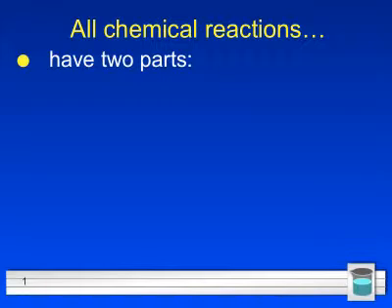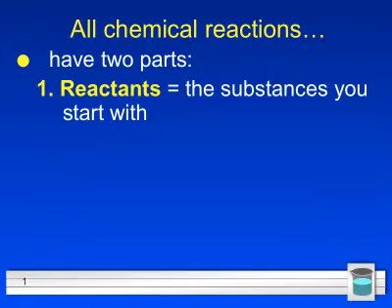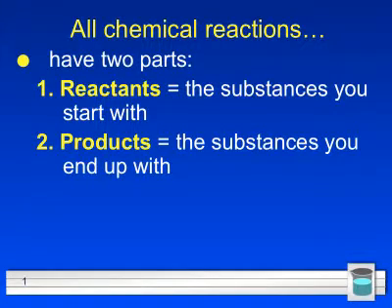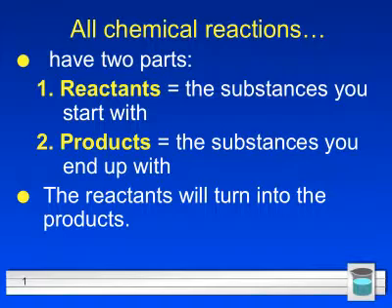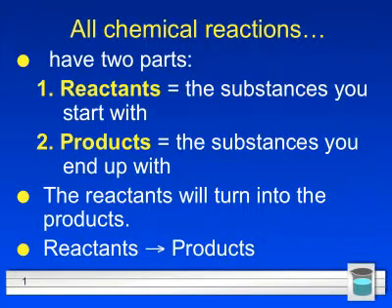So first of all, chemical reactions have two parts. We have the reactants, which are the substances you start with, and we have the products, which are the substances you end up with. The reactants will always turn into the products, and we separate them with an arrow. Okay, the arrow always points in the direction of the product. Okay, again, this is straight from physical science, correct?